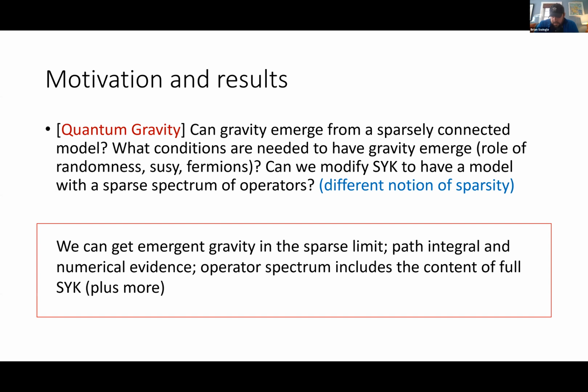It turns out that doesn't seem to be the case, but nevertheless, one of the main conclusions of our work is that this sparse model that I'll define shortly does have emergent gravity. And what I'll give for evidence for that is really a path integral argument and some numerical evidence. But as I hinted at before, the operator spectrum includes the full content of SYK plus more. Okay, so we actually get more stuff rather than less stuff. Yeah, so that's one motivation.